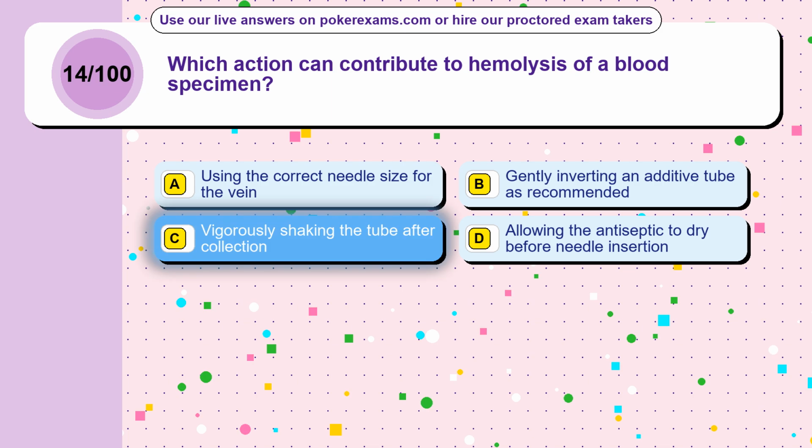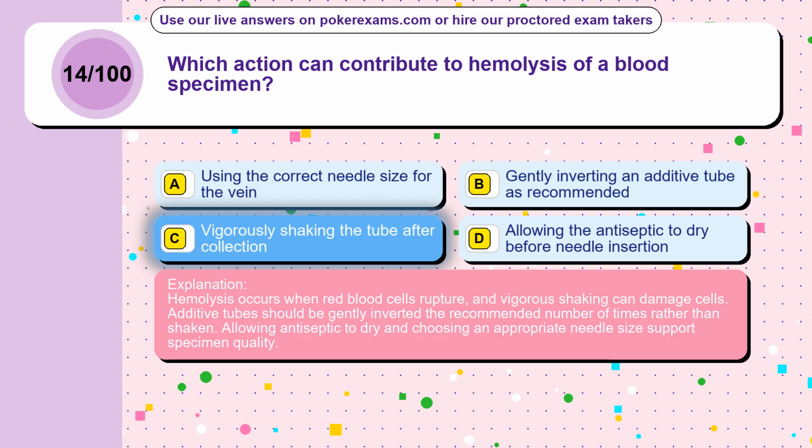The correct answer is option C. Vigorously shaking the tube after collection. Hemolysis occurs when red blood cells rupture, and vigorous shaking can damage cells. Additive tubes should be gently inverted the recommended number of times rather than shaken. Allowing antiseptic to dry and choosing an appropriate needle size supports specimen quality.